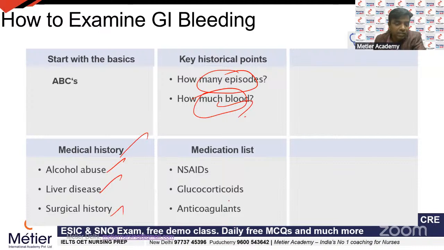Medication history, இதுதான் வந்து உங்களோட clinical case study, how you have to compare. NSAID causes GI bleeding, and medication links, any chronic use of glucocorticoids, any anticoagulants. So these are the three medication lists we have to give importance. I assess the airway, breathing, circulation. Apart from that, how many episodes of vomiting is there? You have to confirm how much blood is there. Okay, and medical history, whether they have alcohol abuse or liver disease or surgical history, or you go for medication list, NSAID or glucocorticoids or anticoagulants.